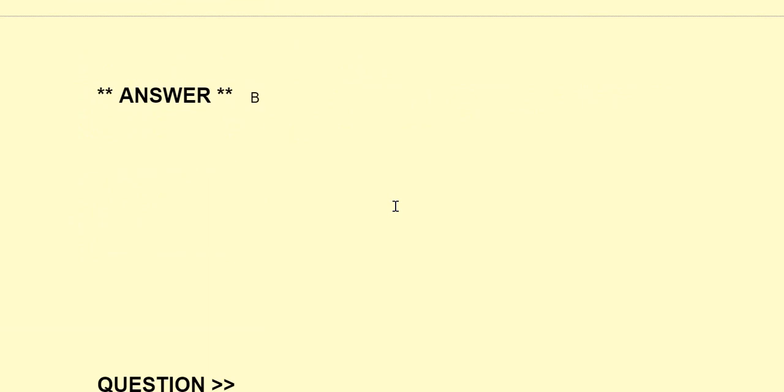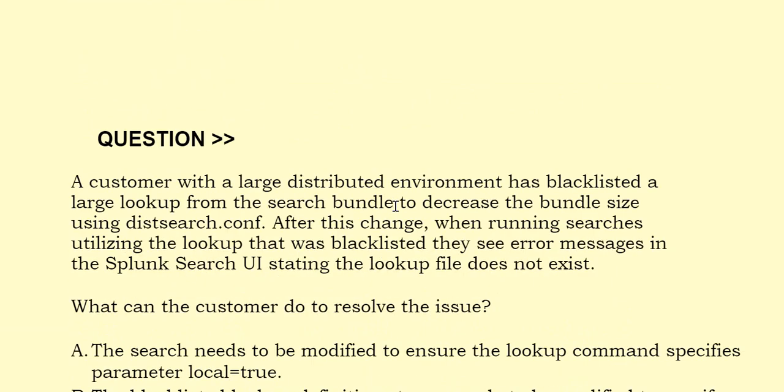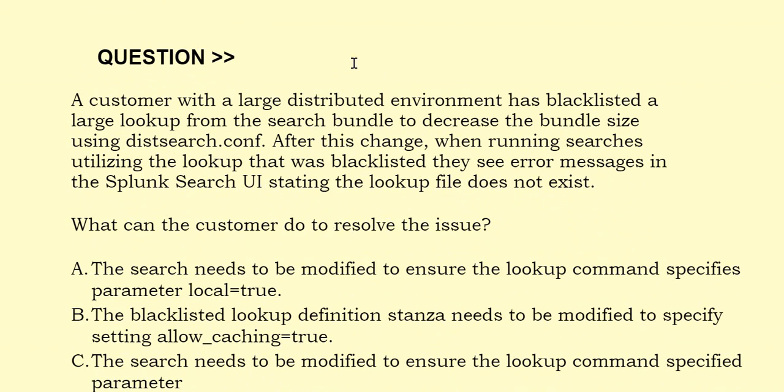The correct answer is option B. Our next question is, a customer with a large distributed environment has blacklisted a large lookup from the search bundle to decrease the bundle size using distsearch.conf. After this change, when running searches utilizing the lookup that was blacklisted, they see error messages in the Splunk search UI stating the lookup file does not exist. What can the customer do to resolve the issue?